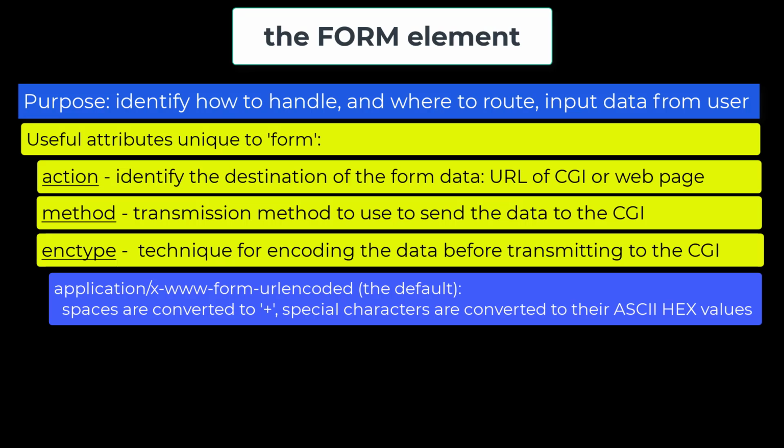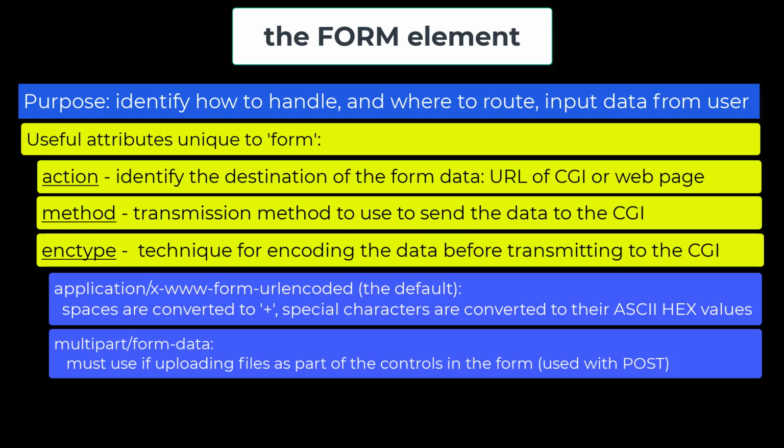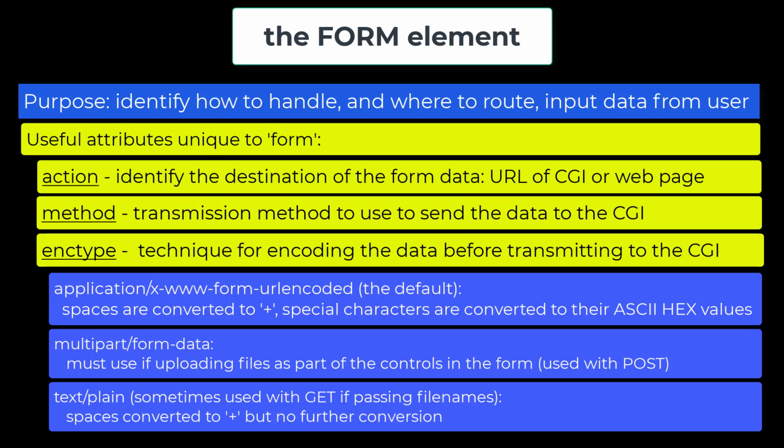application/x-www-form-urlencoded. And this is the default. Spaces are converted to plus signs. Special characters are converted to their ASCII hex values. This is used with GET. The multipart/form-data you must use if you're uploading one or more files as part of the controls in the form, used with POST. And text/plain, sometimes used with GET if passing a file name. Spaces are converted to plus, but no further conversion.